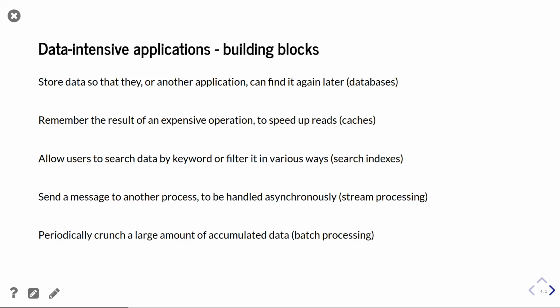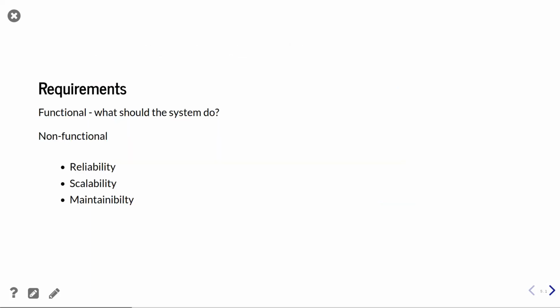In this chapter, we will be looking at the non-functional requirements of these systems. The functional requirements are the ones which define the functionality of the system, for example, what the system should be doing or providing to the end user. Whereas non-functional requirements have many aspects, but the three common ones that are discussed in this book are reliability, scalability, and maintainability. We will look into each one of these in turn.